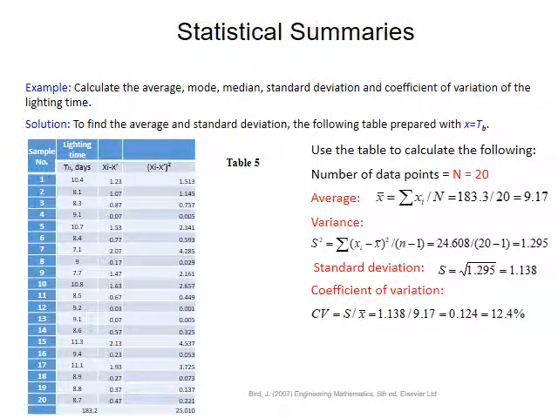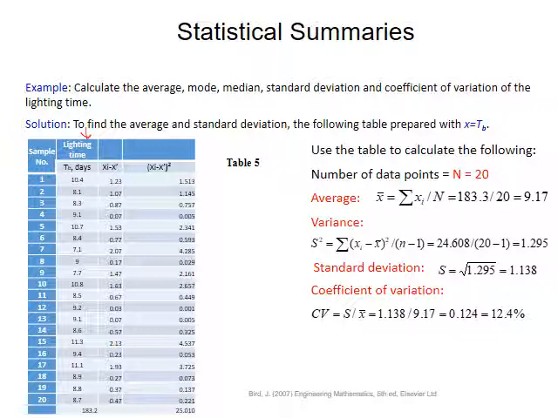Another example: calculate the average, mode, median, standard deviation and coefficient of variation of the lighting time. You remember we used the same example previously in week number 4. Now I will use the same example, 20 samples, as you can see here. These are the samples of time for the bulb.